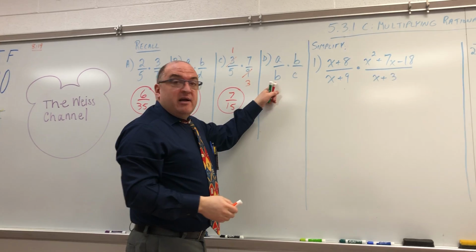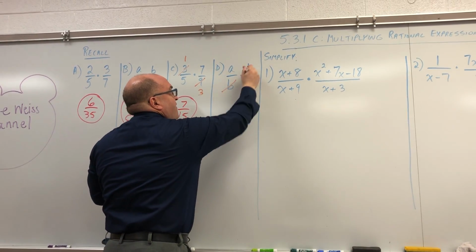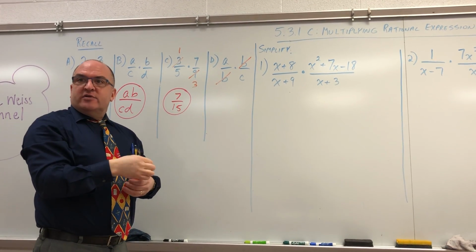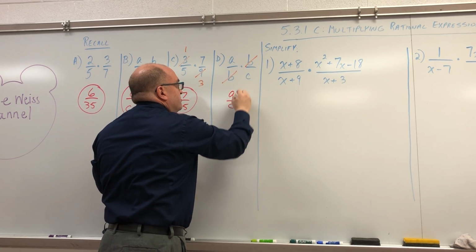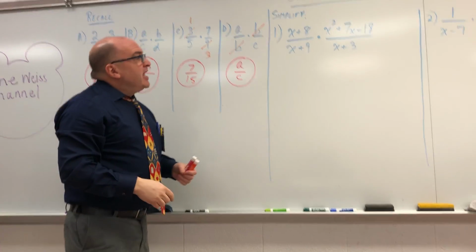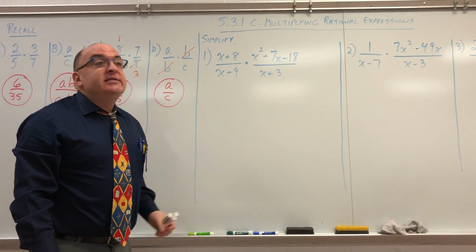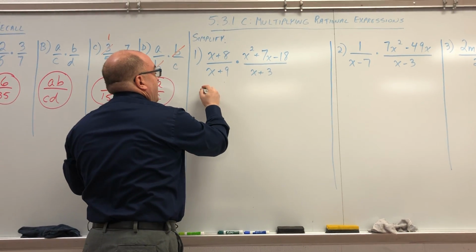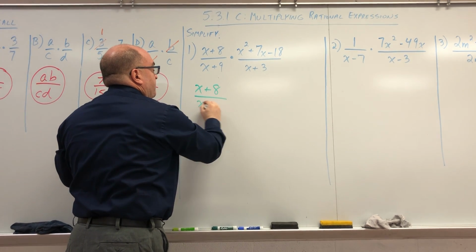I have a B here, I have a B here. They just cancel. What are you left with? A over C. Done. Okay? That's how you do it. Now, here, okay, it looks really difficult, right? Well, ladies and gentlemen of the jury, we have already done factoring. We're just going to bring back some factoring here.